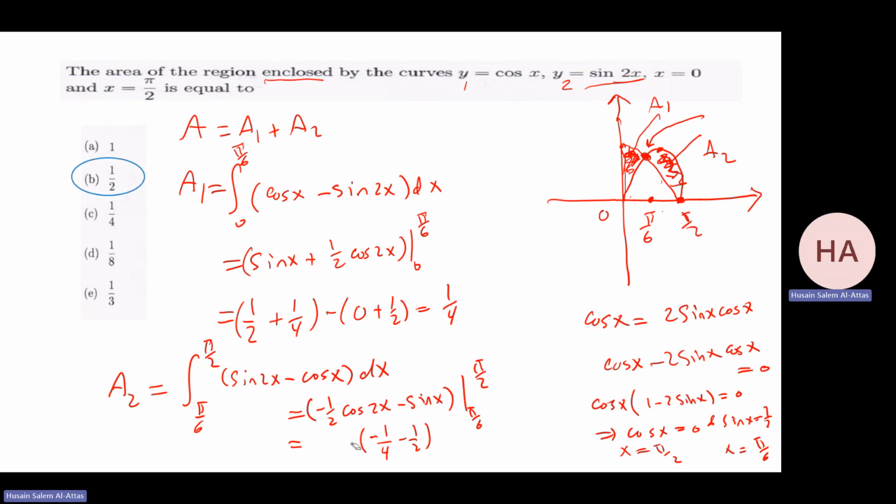Sorry. Sometimes be careful with the calculation. Half sine pi, which is minus 1, minus 1 over 4, minus half. That gives me minus half plus half, that will be 1 over 4. So my area will be 1 over 4 plus 1 over 4, which is half. It's a matter of calculation.